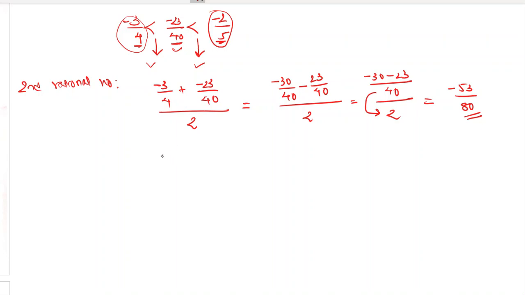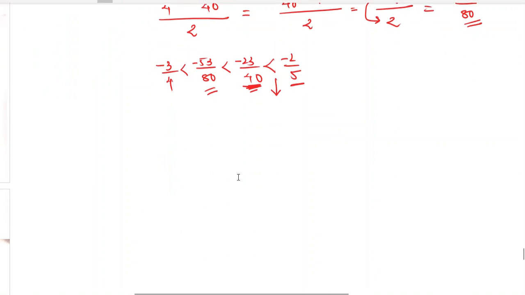So we can write it like this now. Minus 3 by 4 is smaller than minus 53 by 80, which is smaller than, I'm sorry, minus 23 by 40, which is smaller than minus 2 by 5. So we have got two rational numbers now. Now what we'll do is we'll take the second last number and the last number, add them, divide them by 2 to get a number between them, the third rational number.